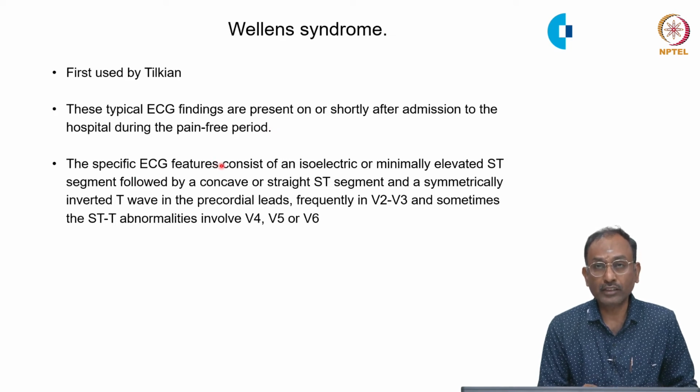What are the specific ECG features of Wellens syndrome? It consists of an isoelectric or minimally elevated ST segment followed by a concave or straight ST segment and a symmetrically inverted T wave in the precordial leads. So, frequently in V2 and V3, sometimes ST changes can also be present in V4, V5 or V6.